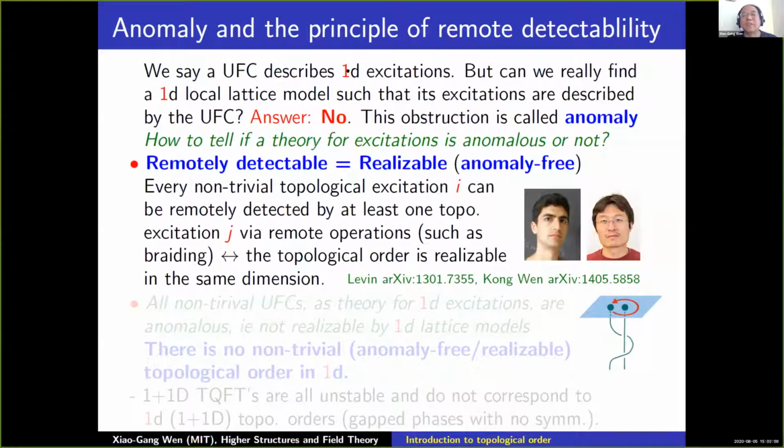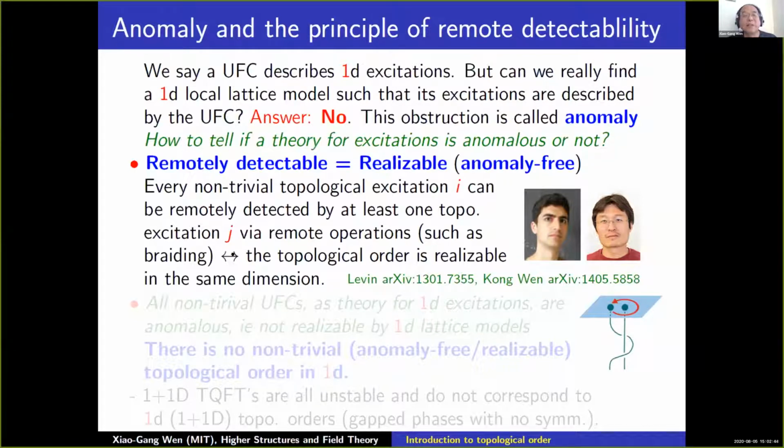There's actually a motivation for this: the relation between remotely detectable and realizable, or another way to say it, anomaly free. When you say anomaly free, it means realizable by a lattice model in the same dimension. There's a belief, a conjecture, that if every excitation can be detected by other excitations via some remote operation, then this category is realizable, or anomaly free.